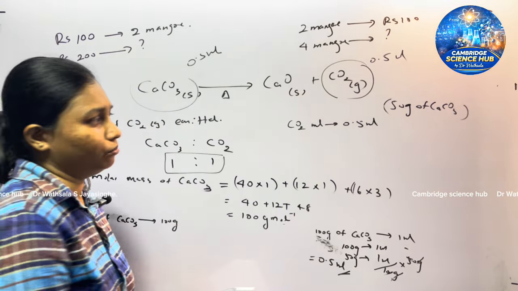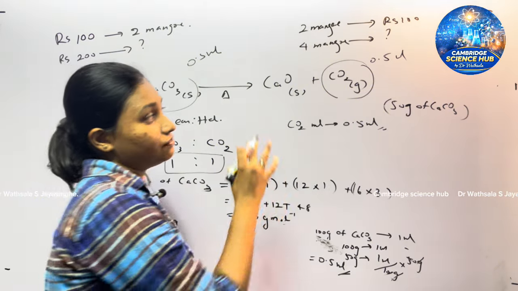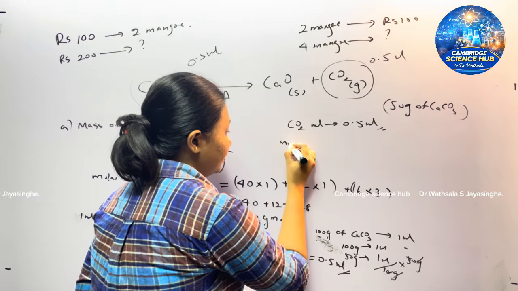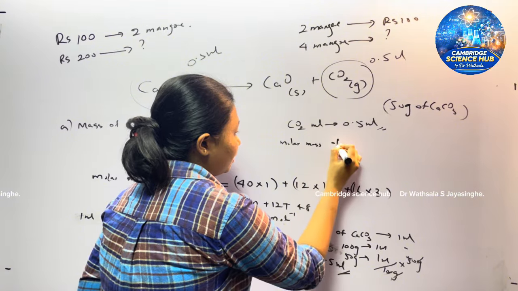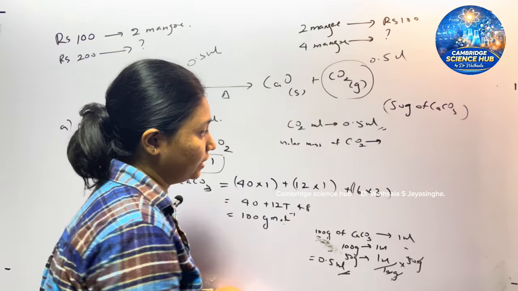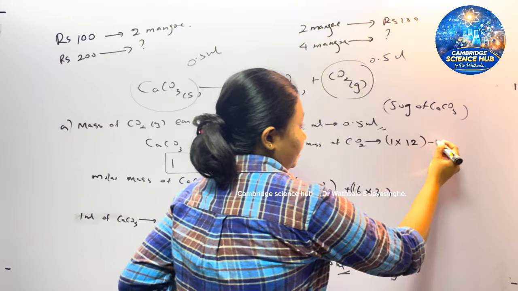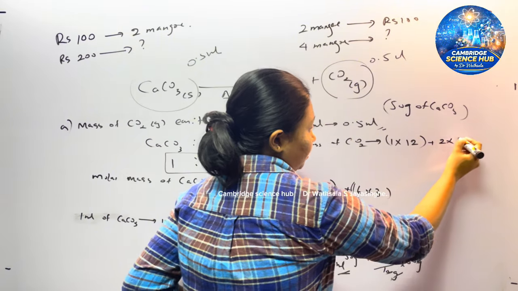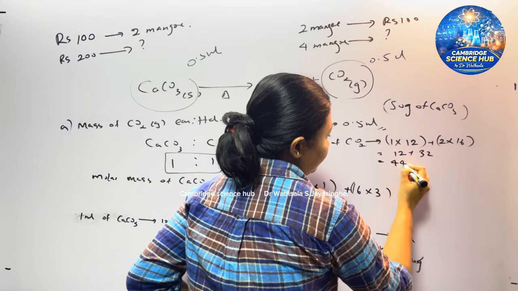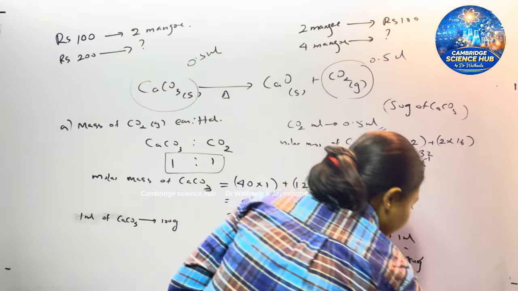Okay, 0.5 mole. But they ask in the question the mass of carbon dioxide gas emitted. So for that, again we have to find the molar mass of carbon dioxide. How many carbons are here? 1. So 1 multiplied by 12, since the data is given there. There are 2 oxygens multiplied by 16. 12 plus 32, it will be 44 grams per mole.